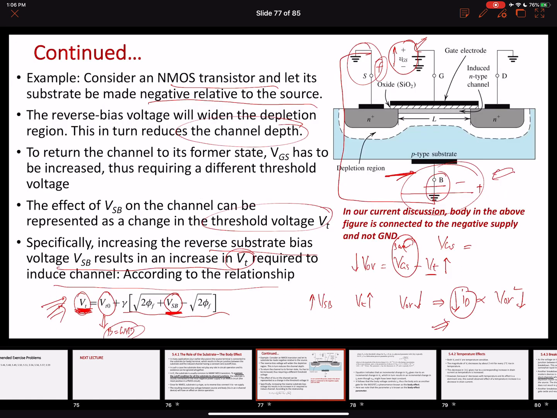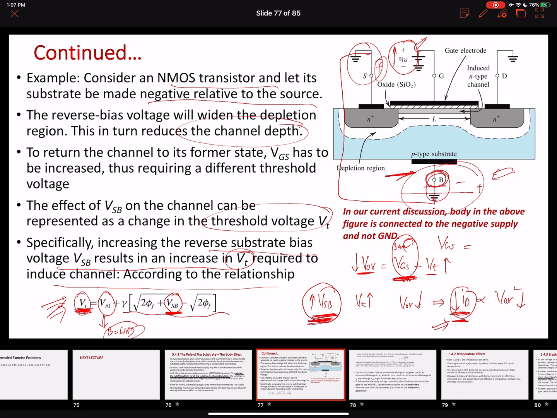Another important thing that you may have realized from here: for the same value of VGS, increasing the VSB will decrease the overdrive voltage and decrease the current. So you may have realized by now that we can also change the value of the drain current based on the source to body bias value. So our body terminal, the substrate, can also act as a gate.